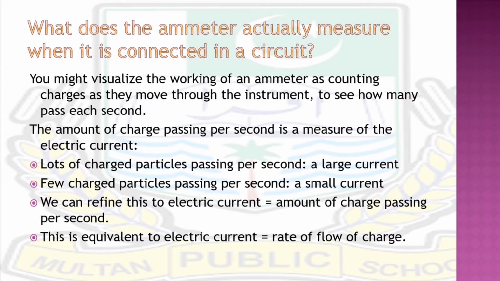Now, what does the ammeter actually measure when it is connected in a circuit? You might visualize the working of an ammeter as counting charges as they move through the instrument to see how many pass each second. So the amount of charge passing per second is a measure of the electric current. Lots of charged particles passing per second, a large current. Few charged particles passing per second, a small current. And we can refine this to: electric current is equal to the amount of charge passing per second. This is equivalent to the rate of flow of charge.